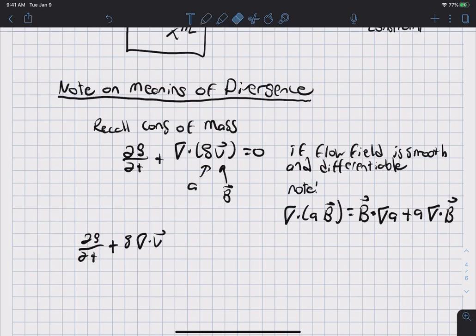Oops, I did that backwards. I'll probably do it the other way around. Of the velocity vector dotted with grad rho plus rho times the divergence of the velocity vector, and that's equal to 0.